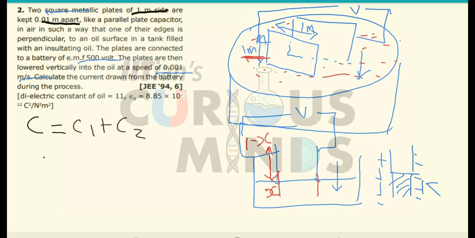Now C1 is given by the formula A epsilon naught K divided by D. Let us substitute and see the values of A, epsilon, K and D. The distance between the plates is D, which is given as 0.01 meter. I will substitute it later. Let us find out the area.